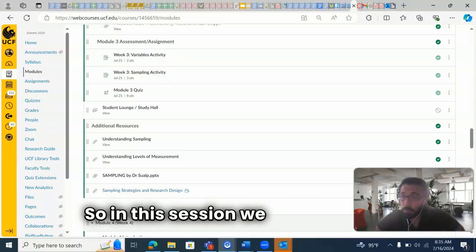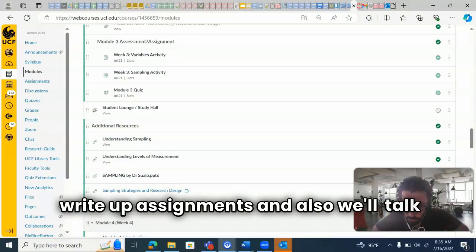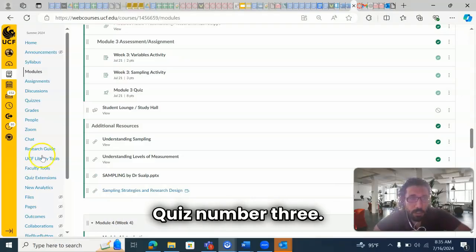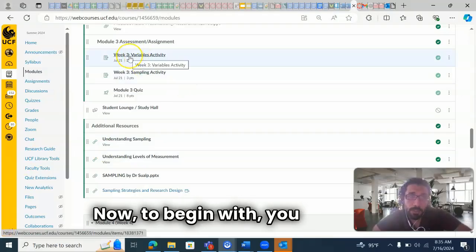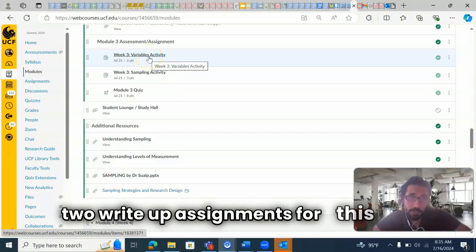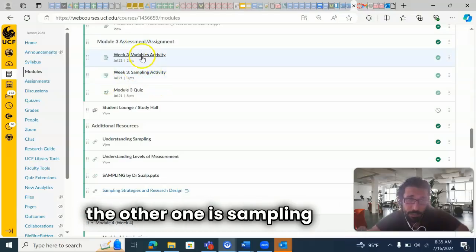So in this session we will cover 2 write-up assignments, and also we will talk about the study guide for the quiz number 3. Now to begin with, you will have 2 write-up assignments for this week. One is the variables activity and the other one is sampling activity.